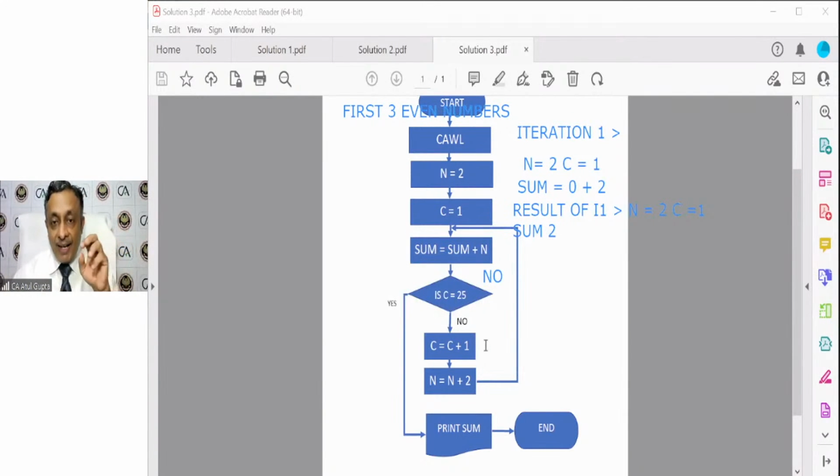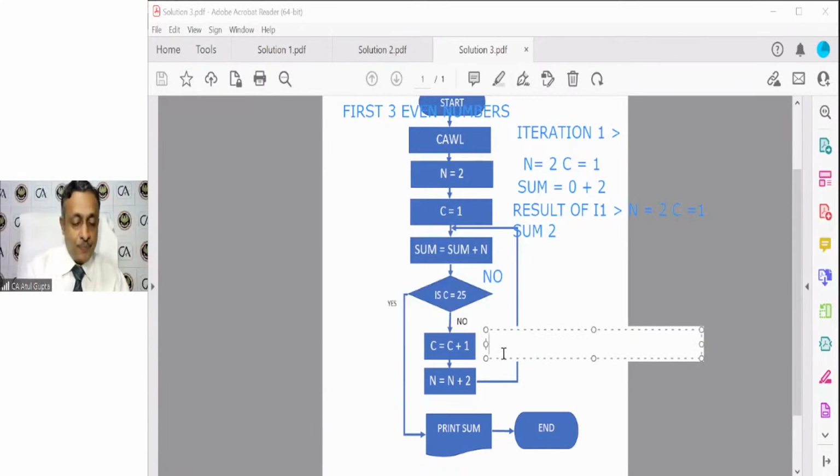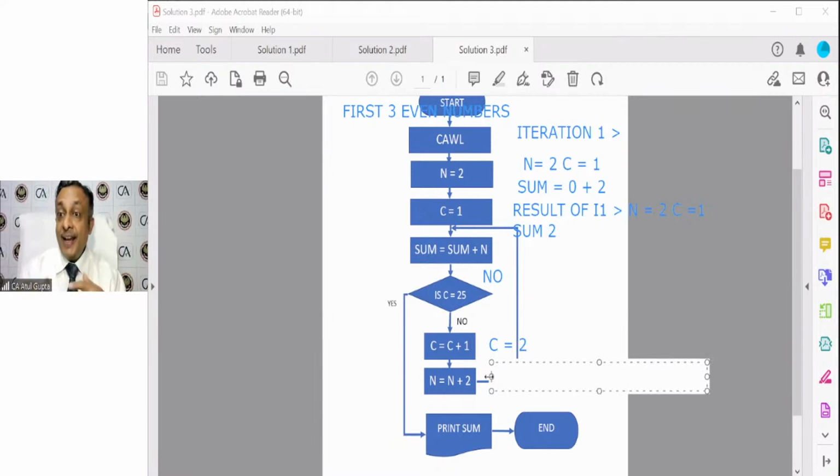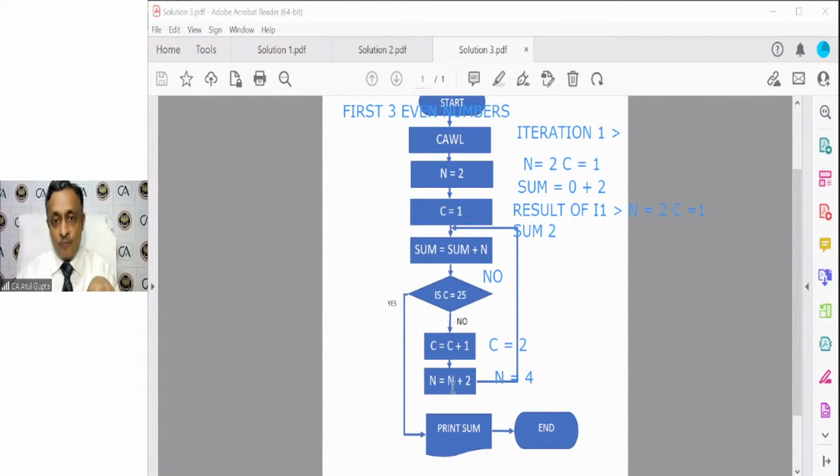Then, as you go down, the value of C changes. As soon as you go down, in this step, C is equal to C plus 1. So C becomes 2. Again, you go down, N becomes 2 plus 2. So N is 4. So values have changed. And now this arrow from here is going up here, just before this triangle.